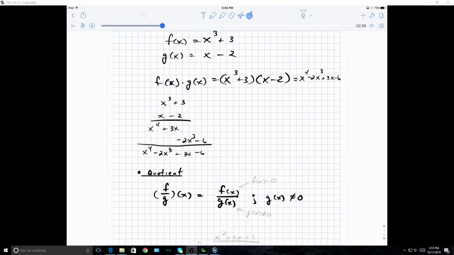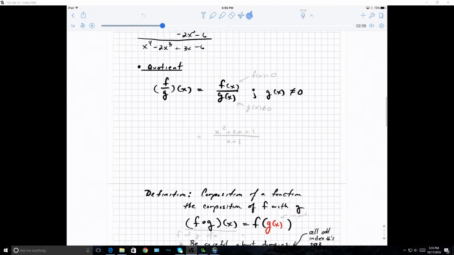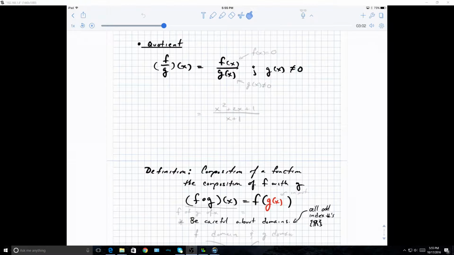Now with the quotient, we're going to learn about it soon enough anyway, but synthetic division and long division, we're going to have to do it later to find factors and zeros. But in the quotient, the only understanding that you really need to have at this moment is just when the g of x cannot be 0.